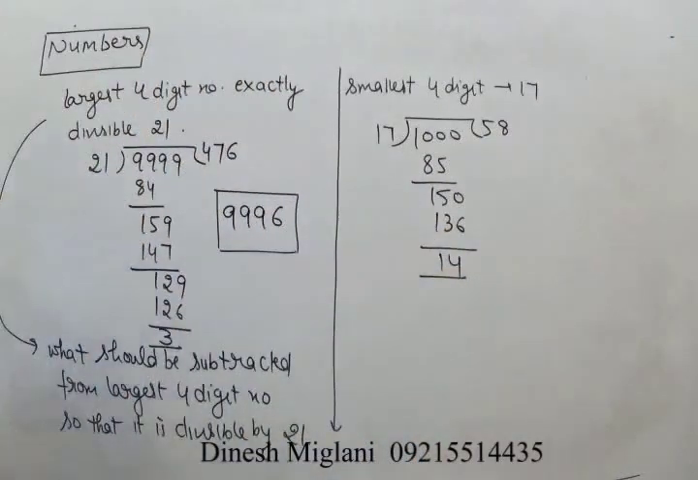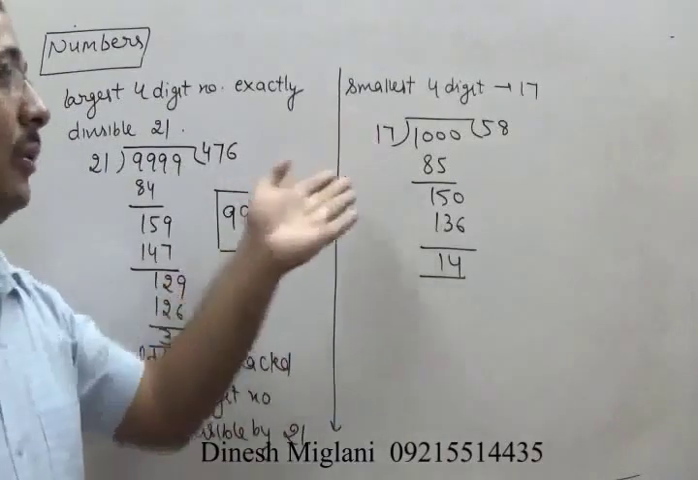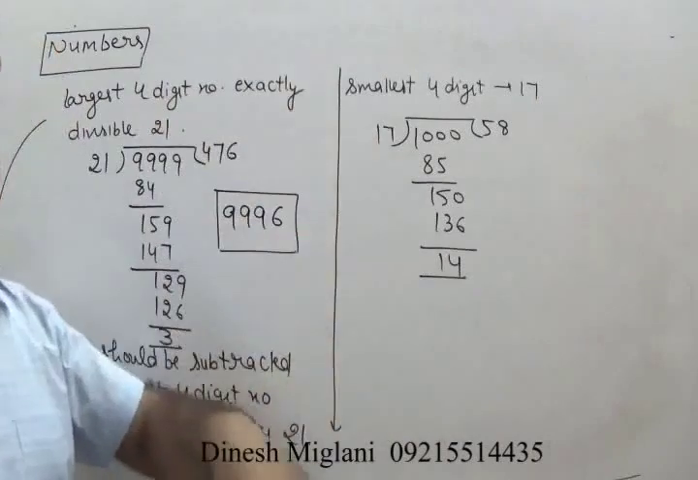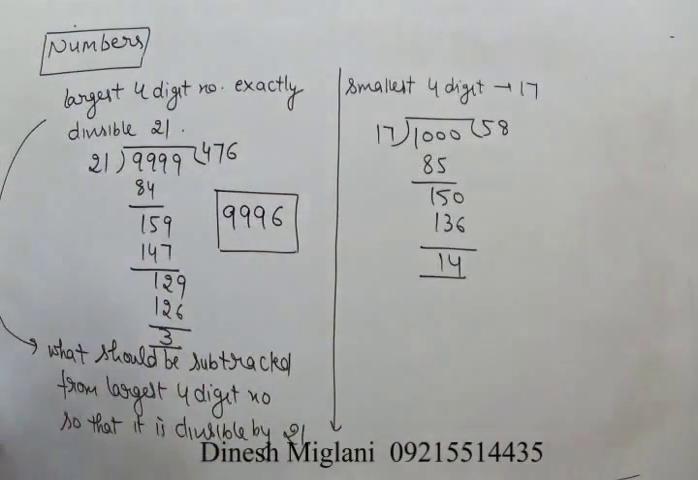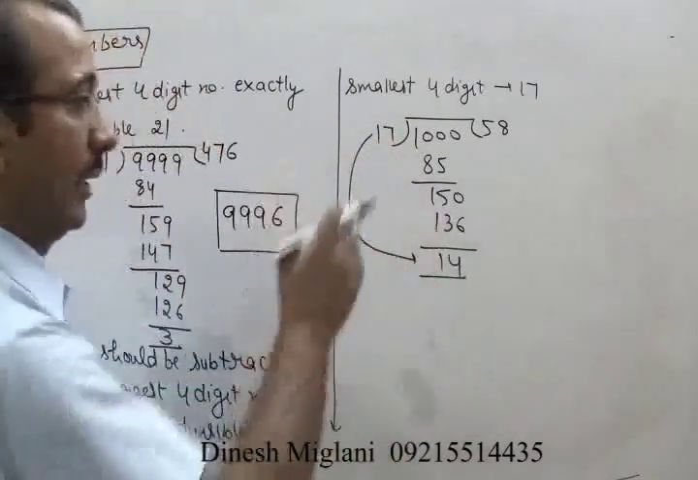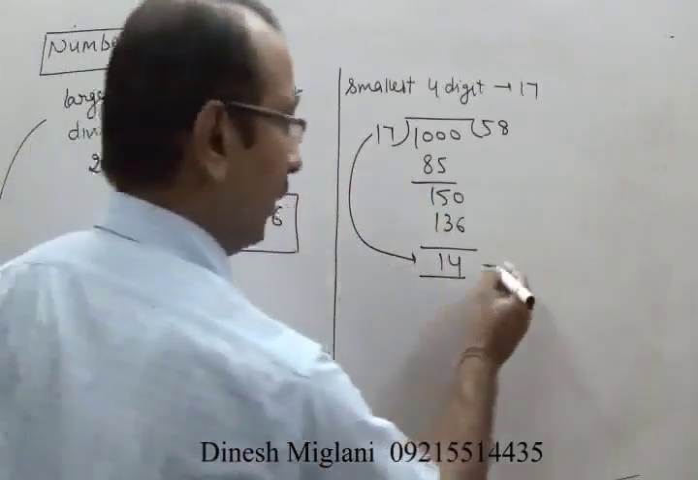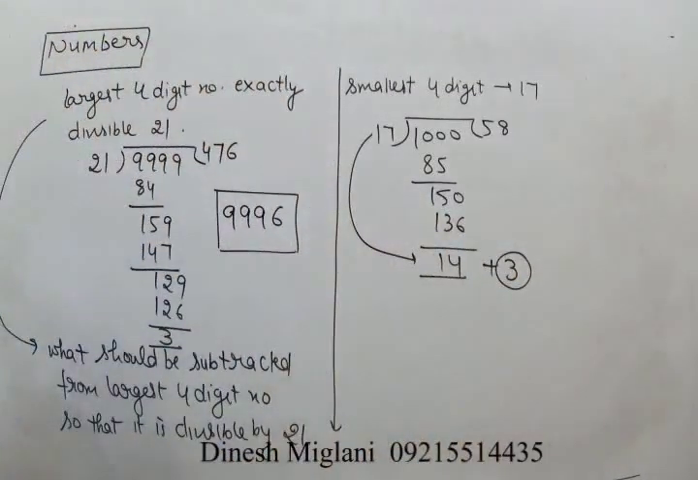Now I have to find the smallest 4-digit number. My smallest number is 1000, which means my answer should be either 1000 or more than 1000. So here I cannot subtract that 14, because if I subtract 14 it becomes a 3-digit number. So in such a case I have to add. The remainder is 14. For making it divisible by 17, I have to add 3. If I add 3, my number will be divisible by 17.